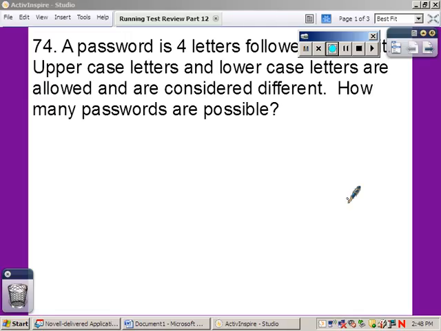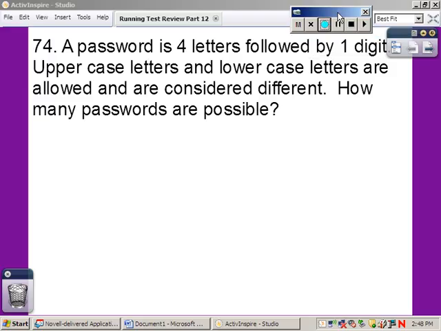Okay, this time we're back with page 12 of the running test review. And these are 3 word problems based off of how to calculate total possibilities or total outcomes. In this case, we're dealing with a password that is 4 letters followed by 1 digit. And then the uppercase letters and lowercase letters are allowed and they're considered different. That means that a capital A and a lowercase a count as 2 different things. How many passwords are possible?